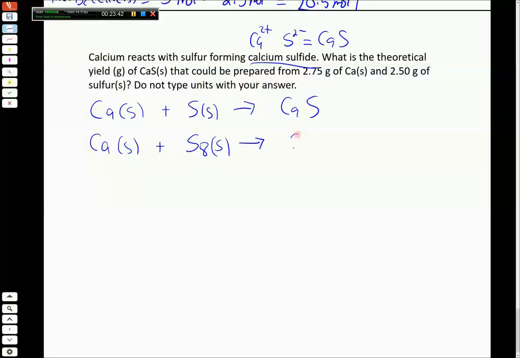And so then we would still get calcium sulfide. And if we balance this one with whole numbers, we would get an 8 there and an 8 there. Now this may look like it's way different, but it actually ends up being really the same thing from a numerical standpoint.